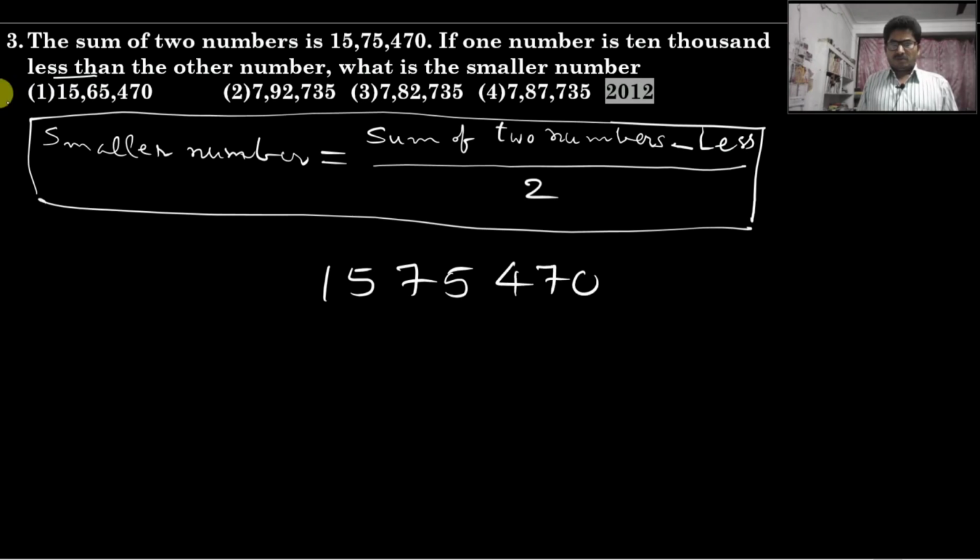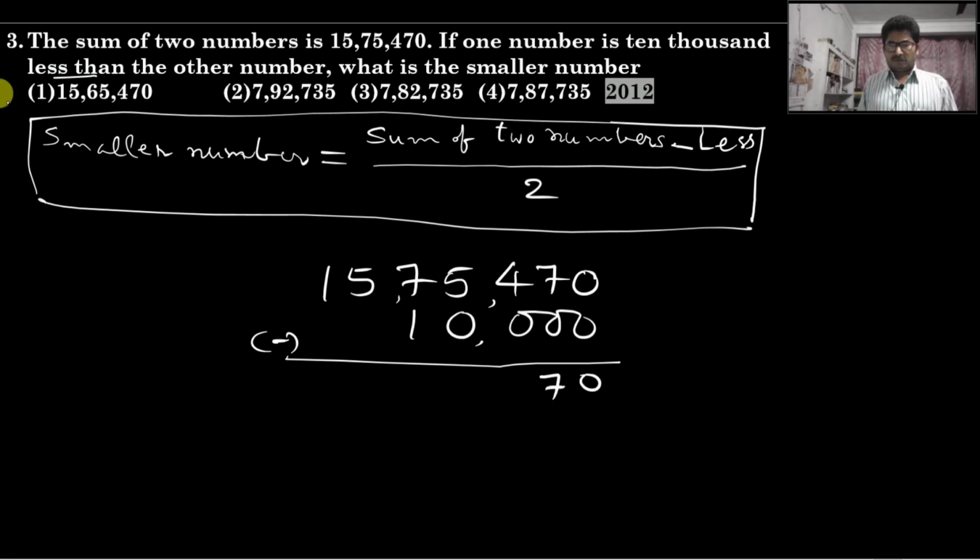15,75,470. First we have to subtract this less number. How much? One number is 10,000 less, 10,000. First we have to subtract. We are subtracting: 0, 7, 4, 4, 6, 5, 1. Then divide with 2. We can divide like this also, short division.